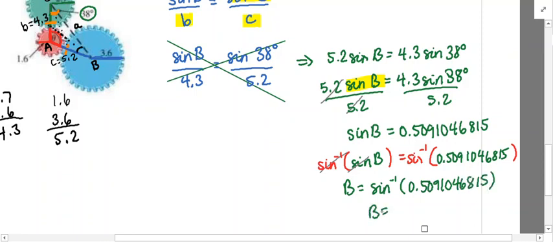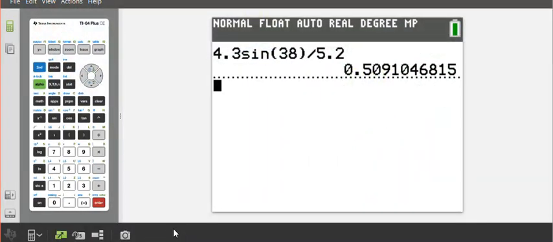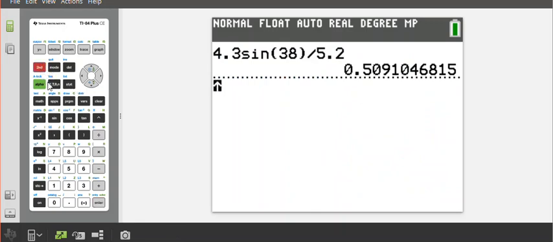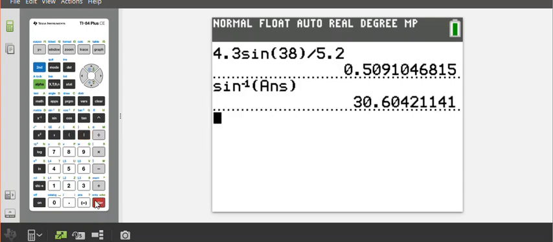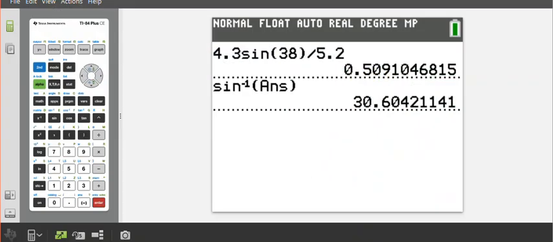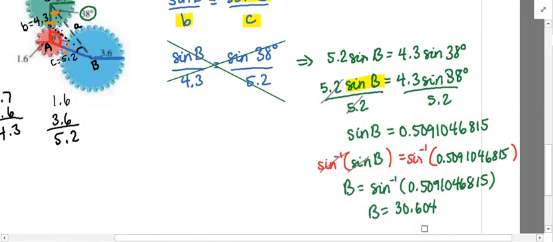All right, so let's go to the calculator. We already have this decimal in here, so all we need to do is take the sine inverse. Make sure you're in degree mode. Sine inverse, I'm going to do second negative sign here. That will bring up the previous answer, or just retype the decimal but use the full decimal expansion. So here is the angle. This is angle B, 30.60421141 degrees. That is the measure of angle B.